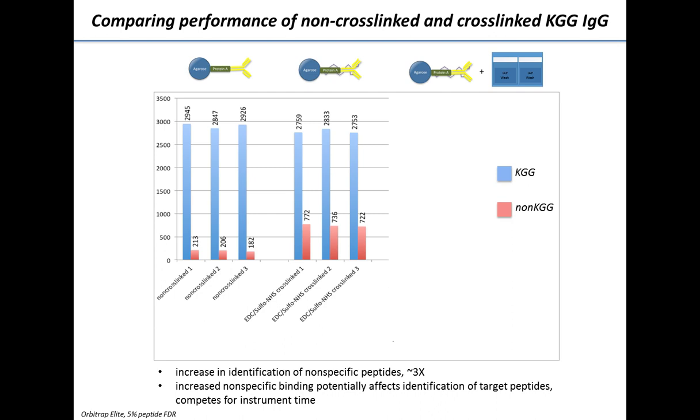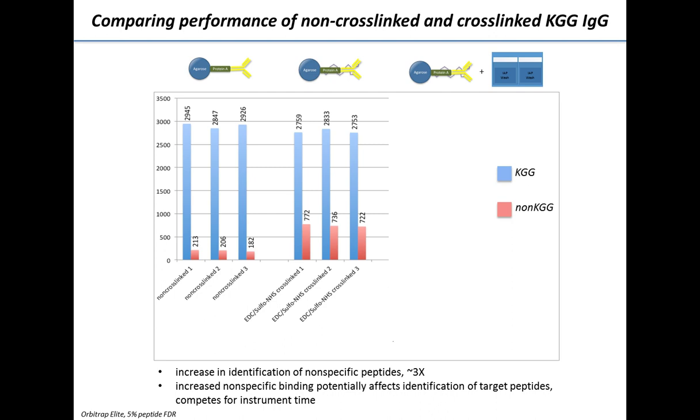material. And when we go ahead and compare the performance of the non-cross-linked and cross-linked antibody resins, what you can see here, again, is that we do get similar numbers of KGG peptides identified in the cross-linked and non-cross-linked antibody resins, but when you compare the number of non-KGG peptides that are identified, what you can appreciate is there is an increase in the identification of non-specific peptides, which is about a threefold increase, and this was something that we were concerned about since this increase in non-specific binding can potentially affect the identification of our target KGG peptides by competing for instrument time.